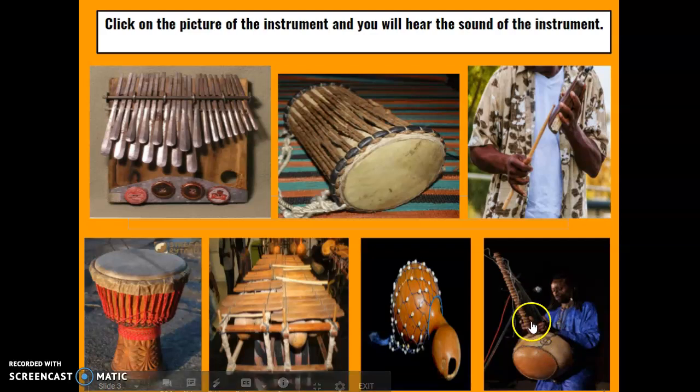I play with both hands, the left hand and the right hand, and the kora usually has between 21 and 23 strings. Now here I have the xylophone. You can also say the marimba or the balafon. This looks more like a balafon because I've got the gourds at the bottom to make the resonance.